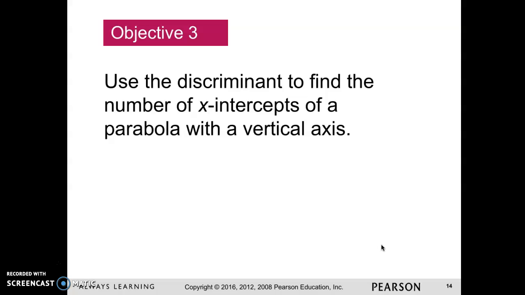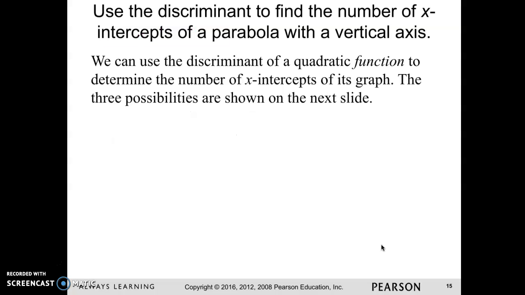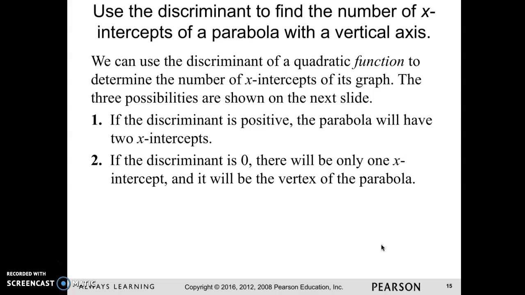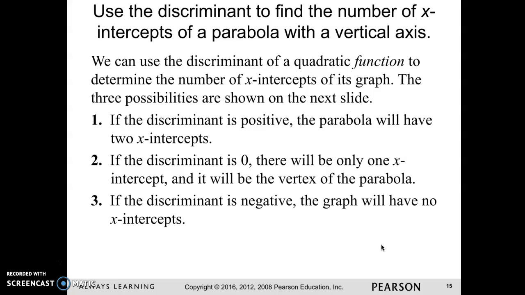The third objective is to use the discriminant to find the number of x-intercepts of a parabola with a vertical axis. How many times does it intercept the x-axis? The discriminant is used basically to determine only how many x-intercepts a graph could have. The three possibilities are shown on this slide. If the discriminant is positive, the parabola will have 2 x-intercepts. If it is 0, there's only going to be 1 intercept, and that will be the vertex of the parabola. If it's negative, then the graph will have no x-intercepts.